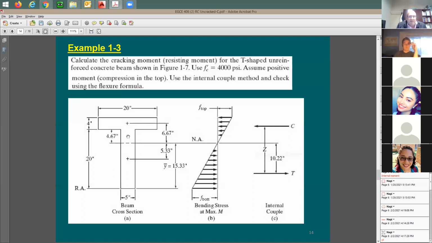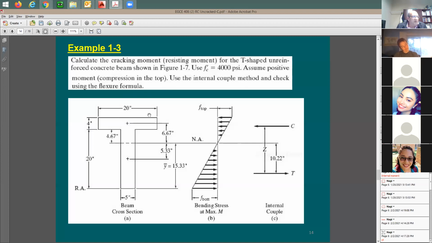Someone's going to ask, is it going to be that every time we're asked to do it with the internal couple method and the flexural formula? I'm going to say no. If I didn't mention any method, you pick the easy one for you, and most likely it's going to be the flexural formula. Unless I specifically say, use this method, whatever method I'm specifying. Then your grade is going to be based on doing the problem using that method.